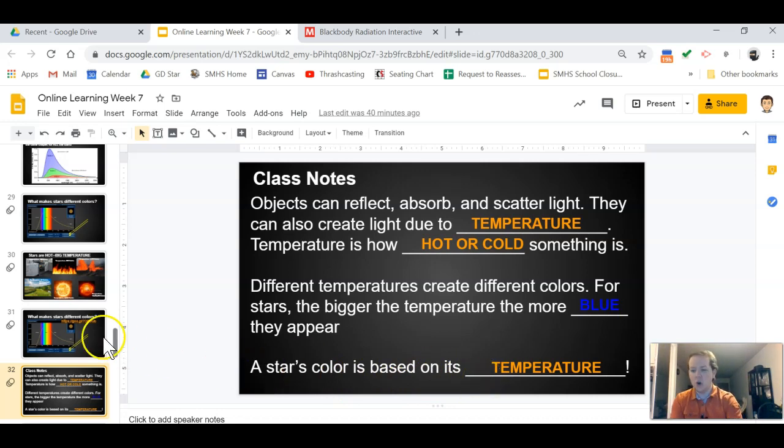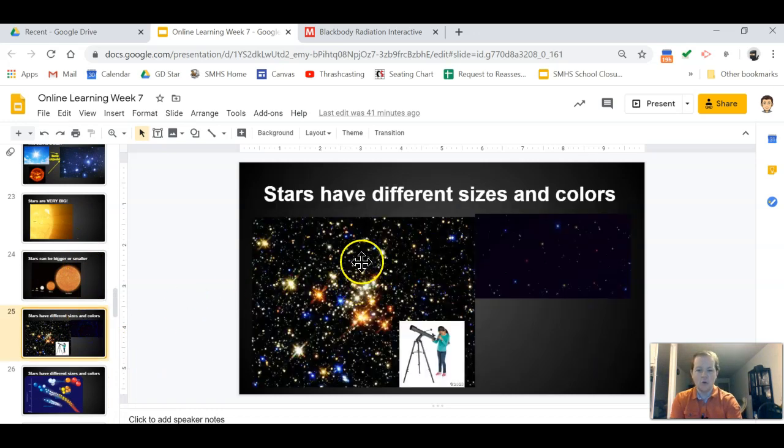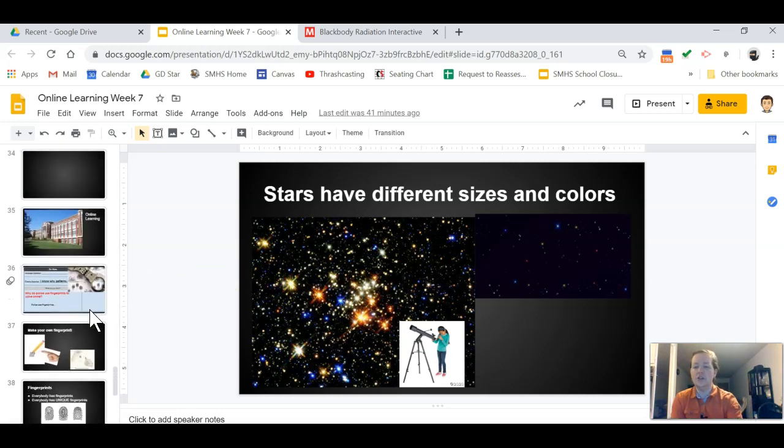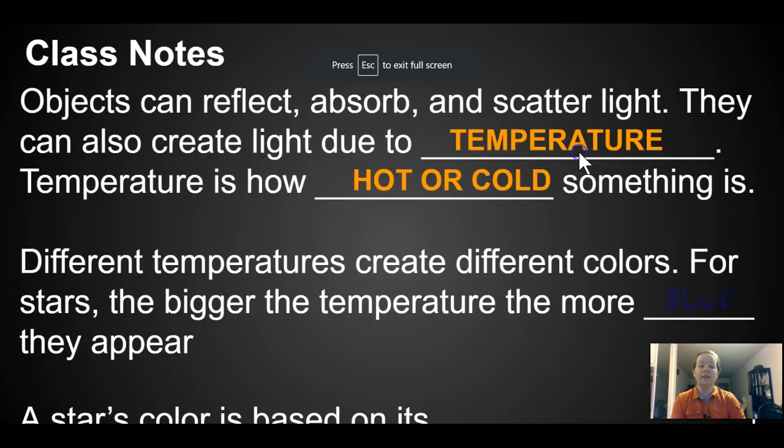So, if I go back here, let's look at this picture. Look at these different colors. Different colors mean the stars have different temperatures. Some are hotter than others. Some are colder than others. That's what determines color. Okay. That's a little difficult, and we're going to do more practice with that. Don't worry. Okay, but that's the end of our video.